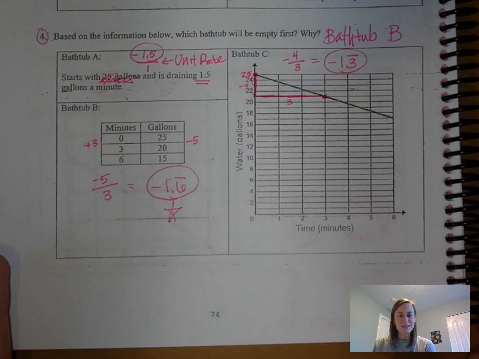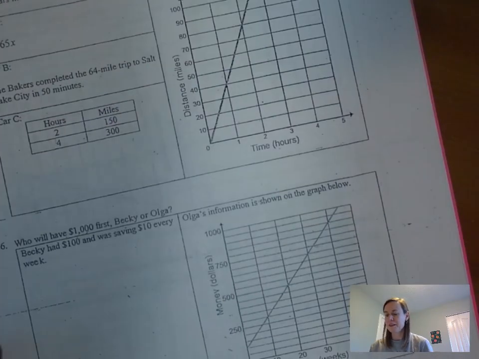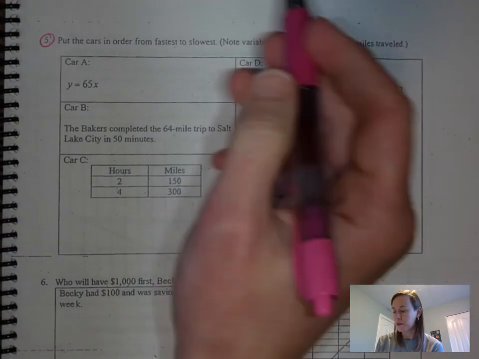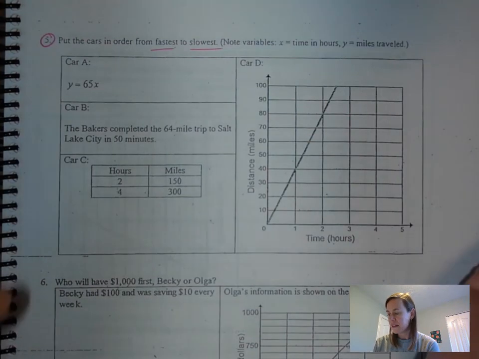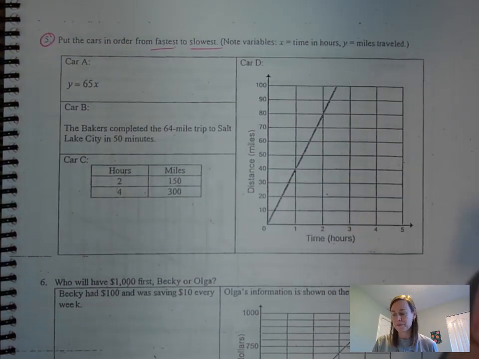Okay, that was number 4. We've got one left. We're going to do number 5. We've got some cars, and we're going to put them in order from fastest to slowest. Again, we have our variables. X is time, and Y is miles.